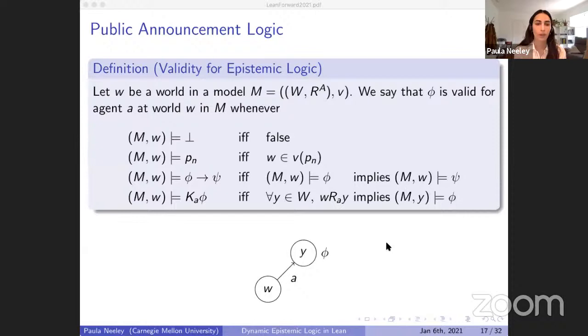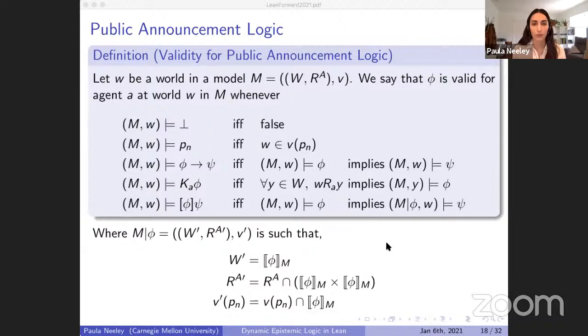We can extend truth for primitive propositions to all formulas. Hopefully the first three clauses for the basic connectives are familiar to you. False is never true at any world. P sub n is true at world W if W is in the valuation of P. Phi implies psi is true at W if and only if W models phi, then W models psi. And then the last clause is probably the least familiar, but the way to read this is agent A knows phi at W if phi is true at every world that's accessible from W for agent A.